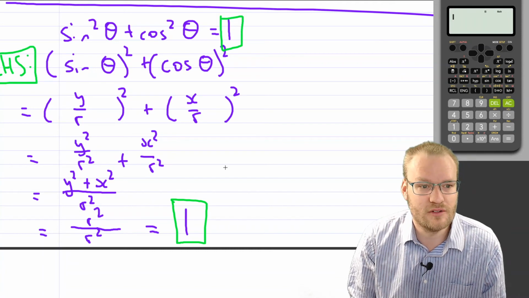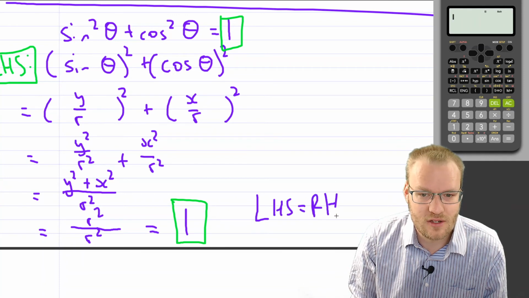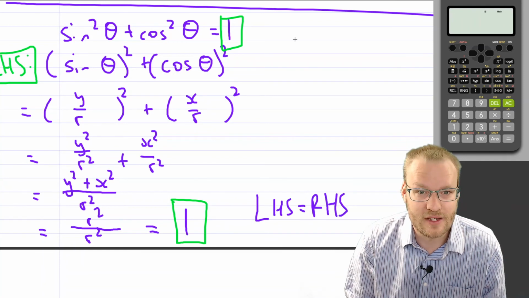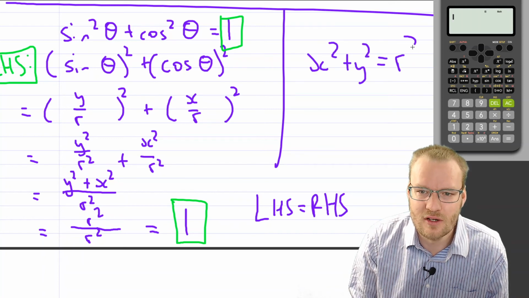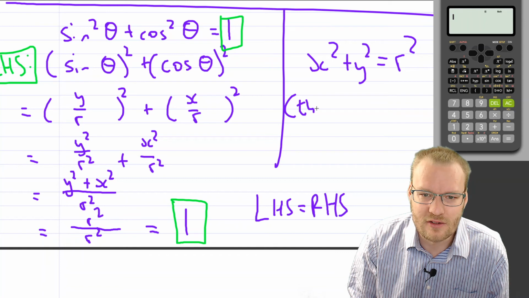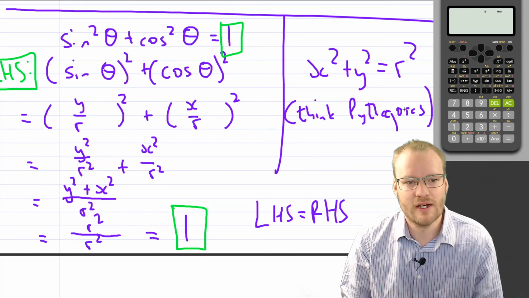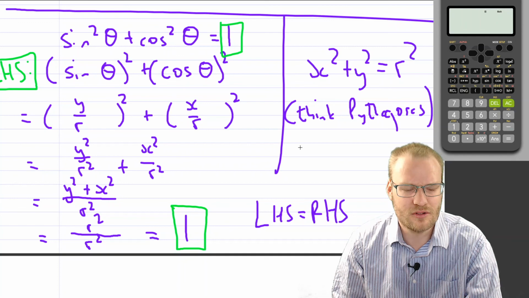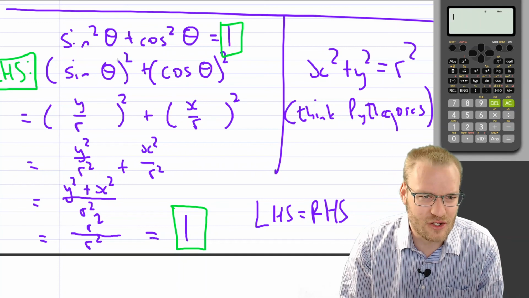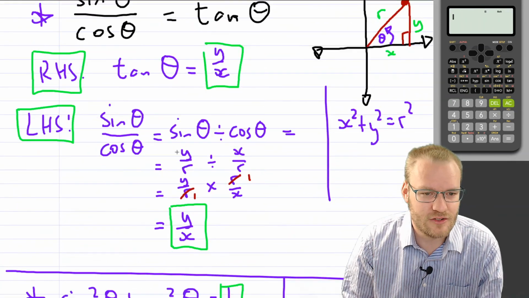Hey, so that's the right-hand side. So we've shown that the left-hand side equals the right-hand side. And I'm just going to put this, x squared plus y squared equals r squared, and think Pythagoras, just so it's here for reference as well. And there are the proofs of those trig identities, so you can go through that, but we're just really going to use them. We're going to use that very often, and we're going to use this very often to prove things.